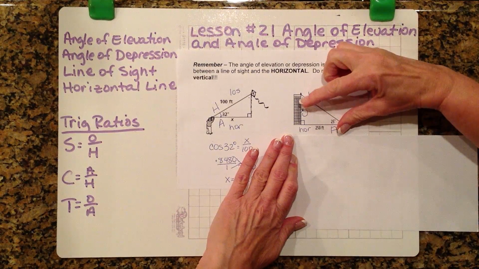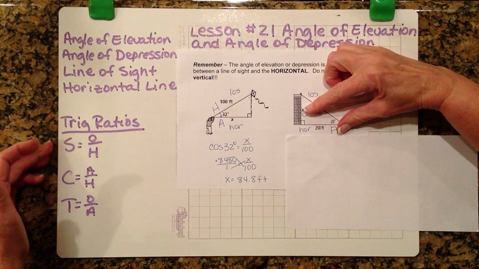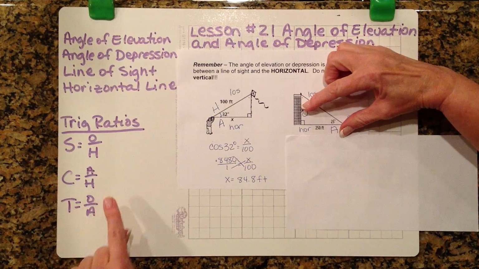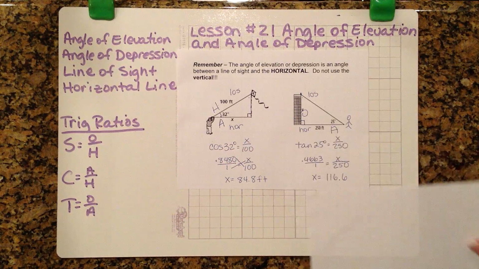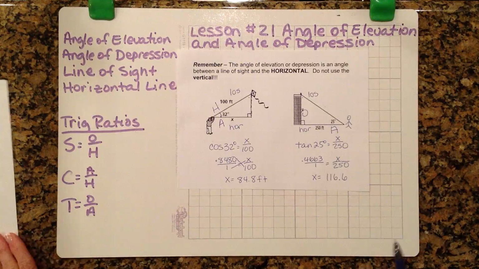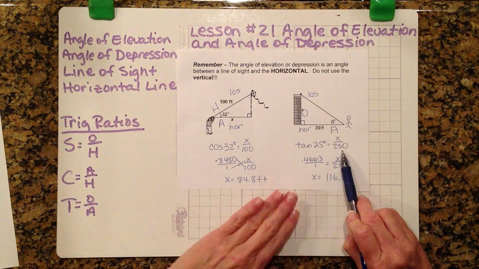Okay, now I've got O and A. Am I going to use SOH, CAH, or TOA? I have an O and an A, so I'm going to use tangent. So the tangent of 25 degrees is equal to x opposite over 250 adjacent.